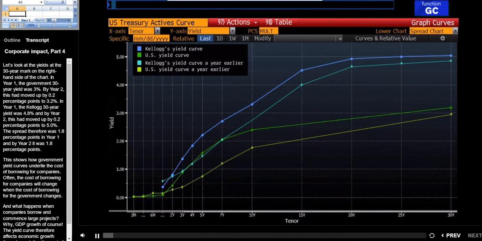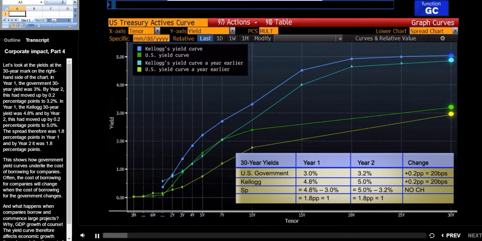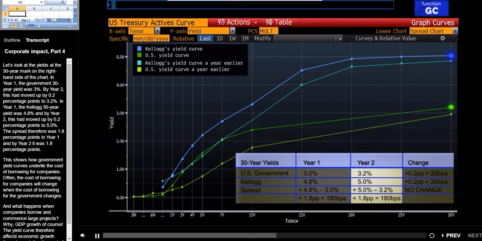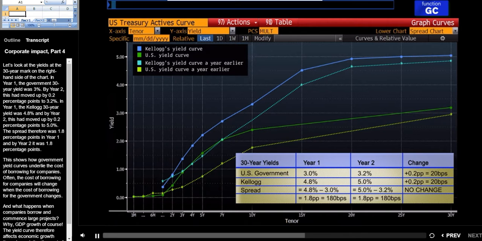Let's look at the yields at the 30-year mark on the right-hand side of the chart. In year 1, the government 30-year yield was 3%. By year 2, this had moved up by 0.2 percentage points to 3.2%. In year 1, the Kellogg 30-year yield was 4.8%, and by year 2, this had moved up by 0.2 percentage points to 5.0%. The spread, therefore, was 1.8 percentage points in year 1, and by year 2, it was 1.8 percentage points. This shows how government yield curves underlie the cost of borrowing for companies.